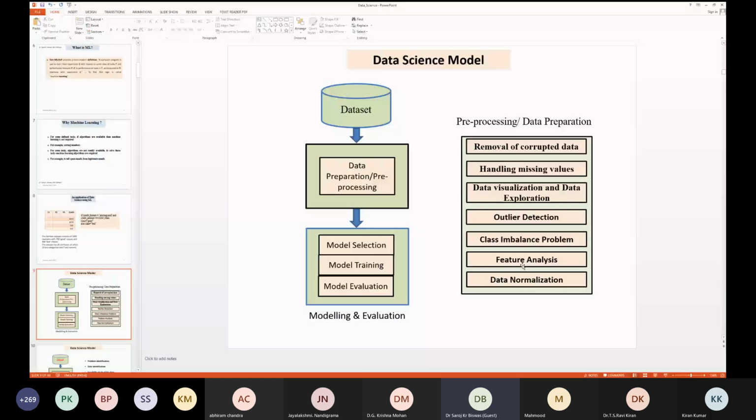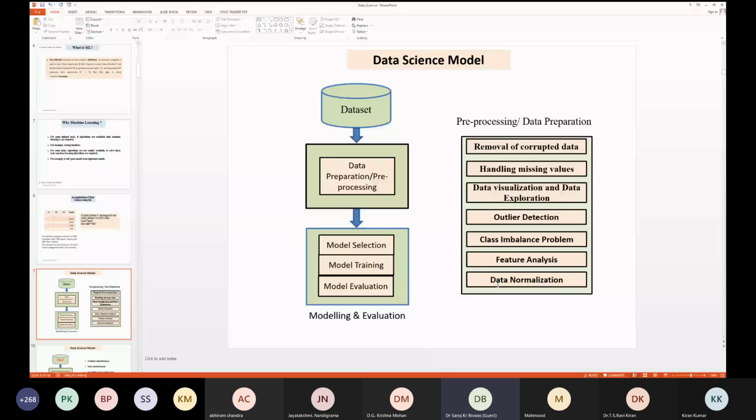It is our duty to understand in which process which kind of data pre-processing step should be employed. In data pre-processing, we have these things: removal of corrupted data, number one. Then handling missing values. Then data visualization and data exploration. Then outlier detection, the class imbalance problem, feature analysis, and finally data normalization. Whenever this is done, the data is given for modeling and evaluation. So now we're coming to them one by one.